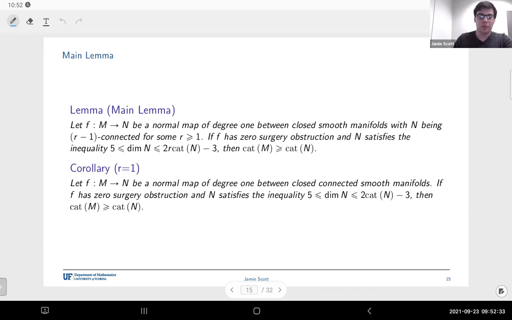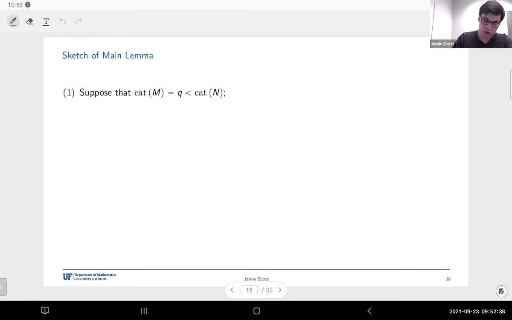Okay. And we're actually going to give a sketch of the proof here. We want to prove that category of M is at least as big as category of N. So let's suppose that that doesn't happen, as we do. We will say that category of M is strictly less than category of N, and we will set the category of M equal to a specific Q.